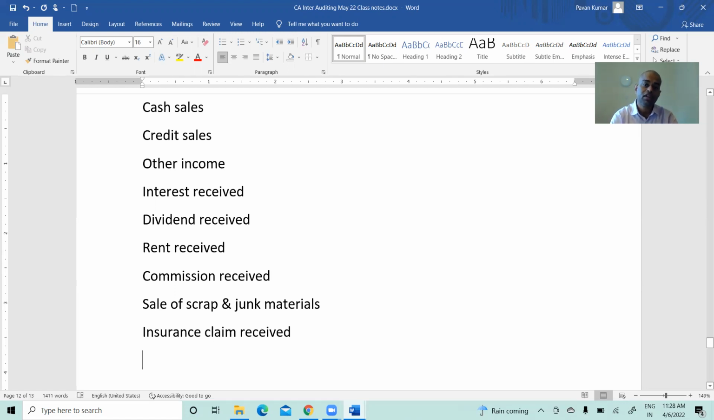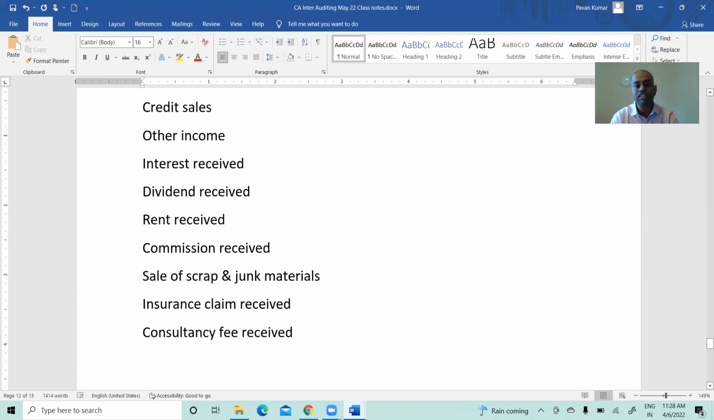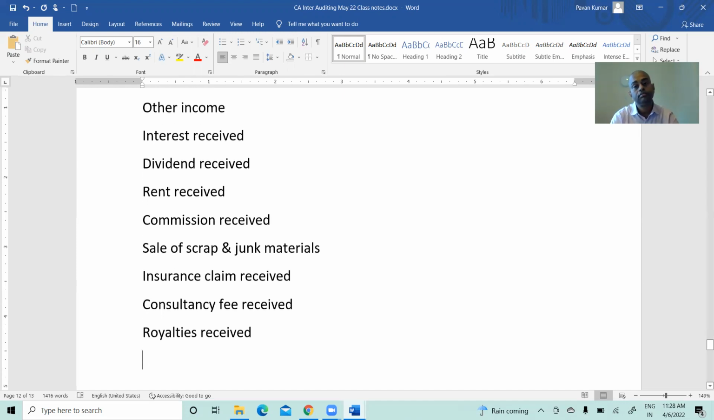Insurance claims. What other credits are possible? Consultancy fee received. Very good. Excellent. Then royalties received. Or if you have subscribed to chit funds, you are paying some chitty amounts. From them you will receive the difference between the chit auctioned and the amounts you have paid. That is also one kind of indirect income.